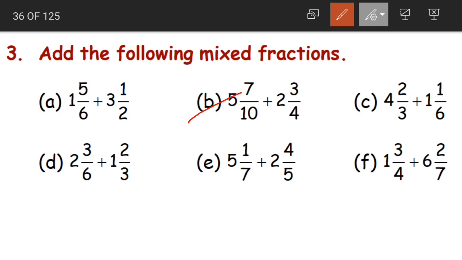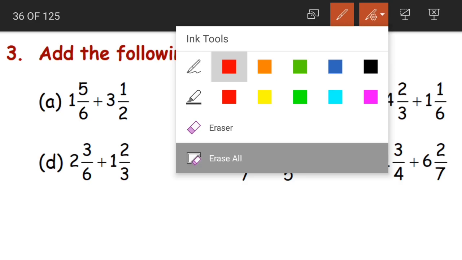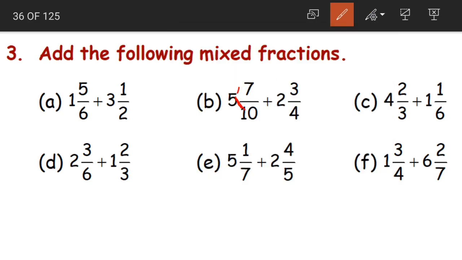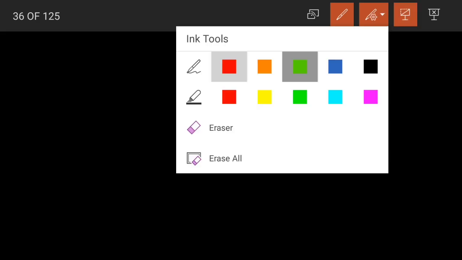Solving it using method 2, children. First we need to convert them into improper fractions, right? 5 tens are 50 plus 7 becomes 57 divided by 10. 2 fours are 8 plus 3 becomes 11, 11 divided by 4. 57 by 10, 11 by 4.